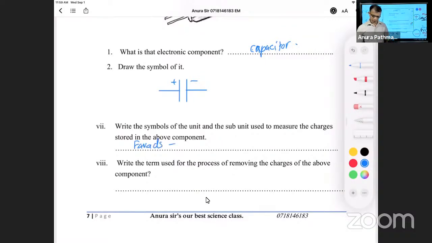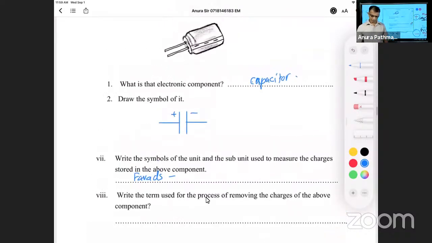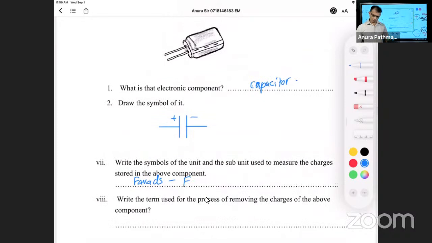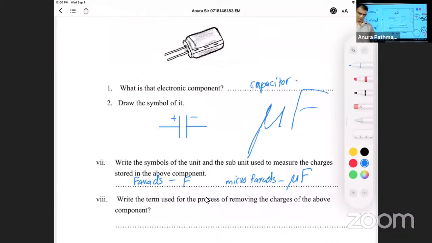Farad is capital F. Microfarad is mu F. This is a funny letter. You write U and then put a tail here. It's mu.